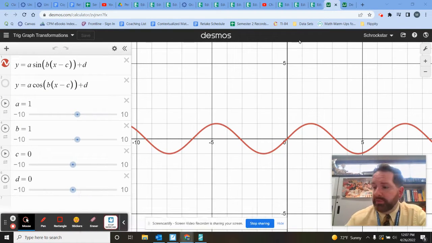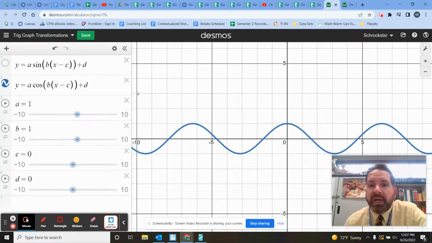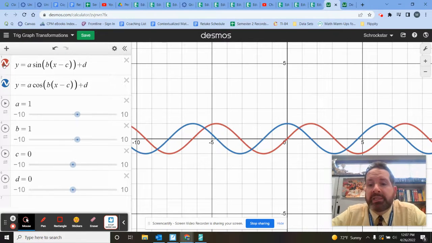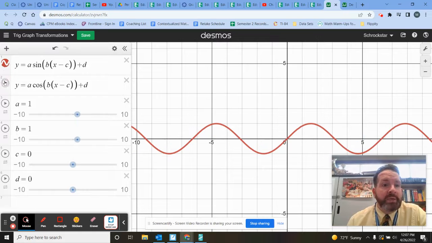First thing, I do want you to make sure that you have opened up the link in Canvas called the Desmos Sketch to the Trig Transformation Sliders. That should take you here. What you'll see is a sine graph. If you want, you can turn on a cosine graph. Looking at either one or both is going to show you what we want to see. So pick whichever one you like. I'm going to stick with sine here to start.